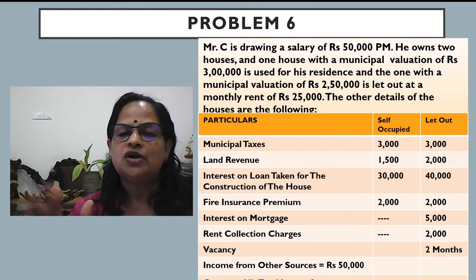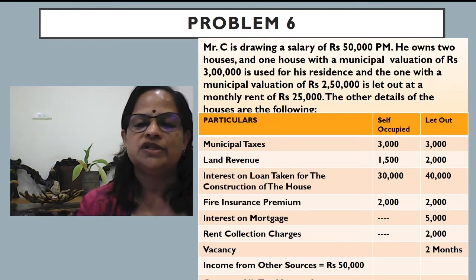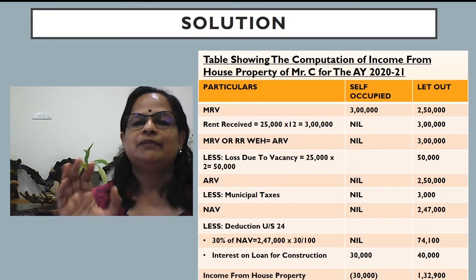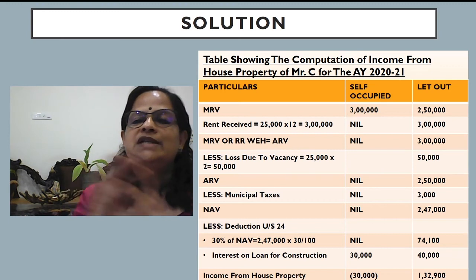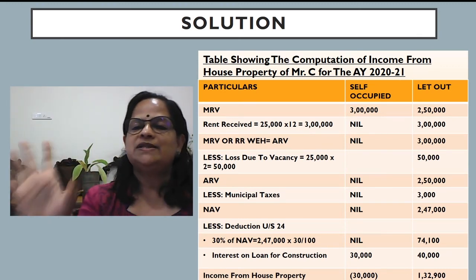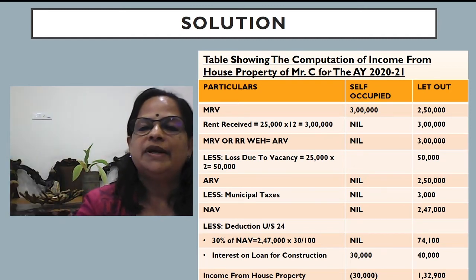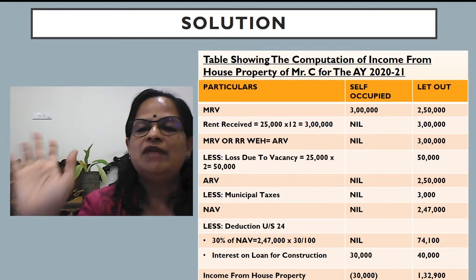Fire insurance premium, we are not going to allow that. Interest on mortgage not allowed. Rent collection charges not allowed. Vacancy is there for 2 months. Income from other sources 50,000. Compute the tax liability. So here solution, self-occupied, municipal rental value, just like that I just wrote that, it's there in the problem. You can write nil also. So self-occupied, up to net annual value it will be nil.